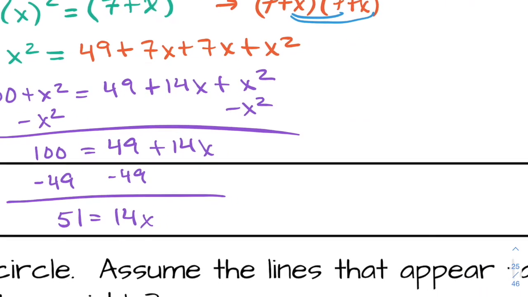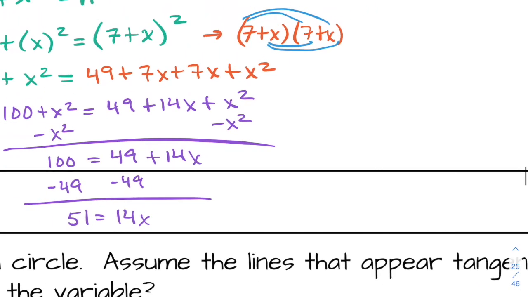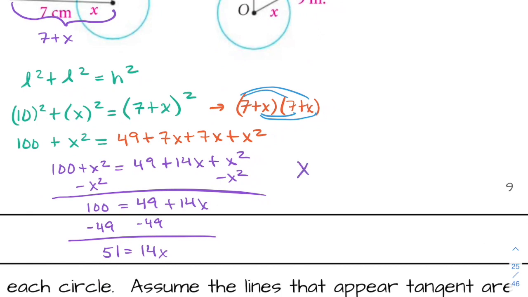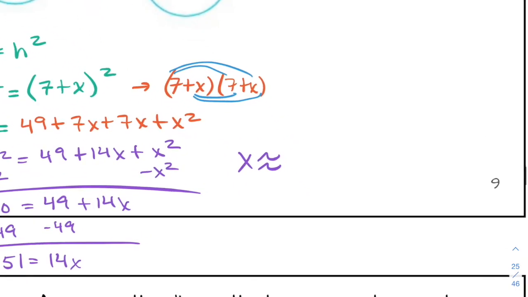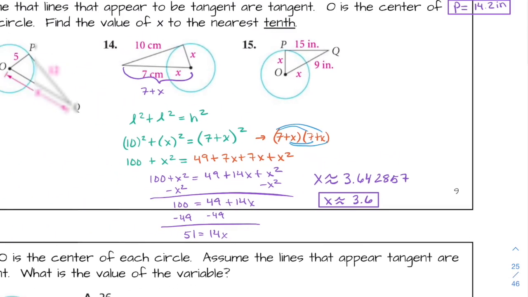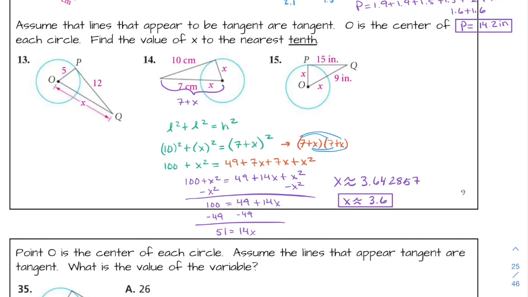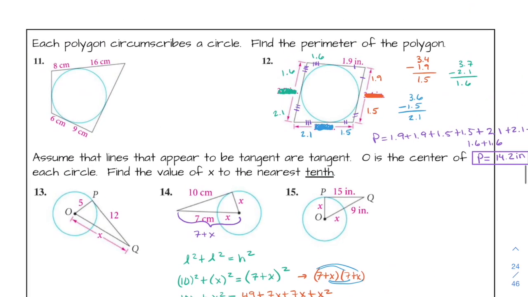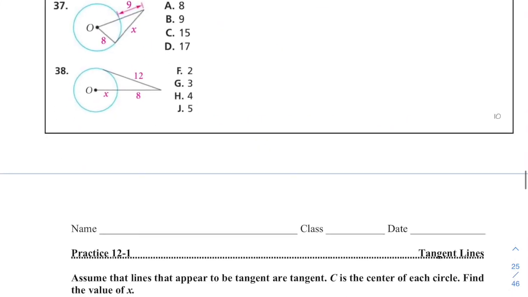And so now we're going to do 51 divided by 14. And we're going to get x approximately equal to, let's round to the nearest tenth, 3.642857. So x approximately equals 3.6. We round the rest off. It doesn't round up. Okay, so that should prepare you for number 15. Those are pretty much the only questions I think I got last year for the most part.